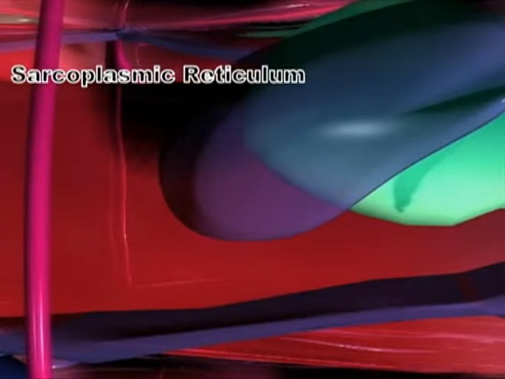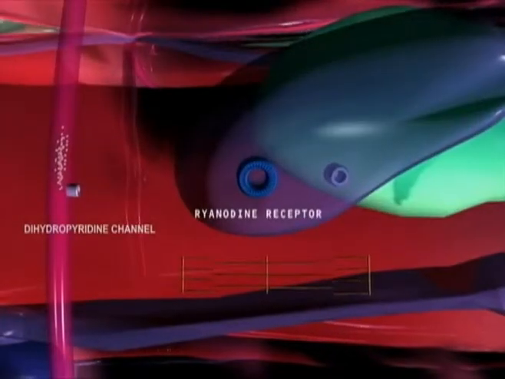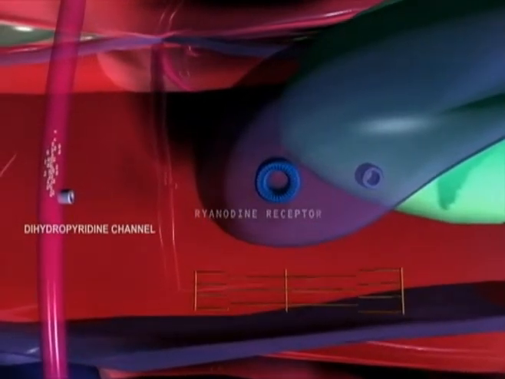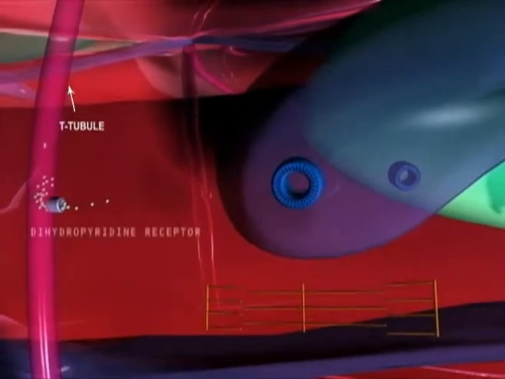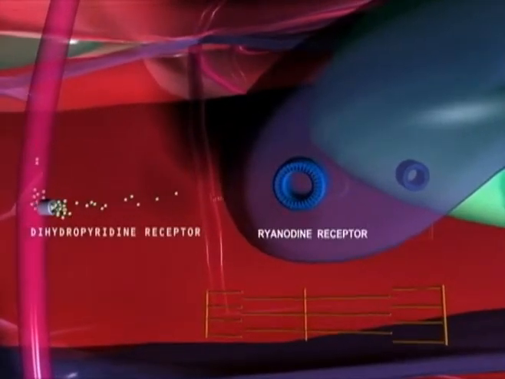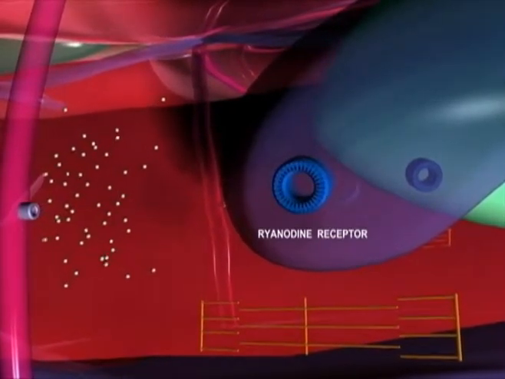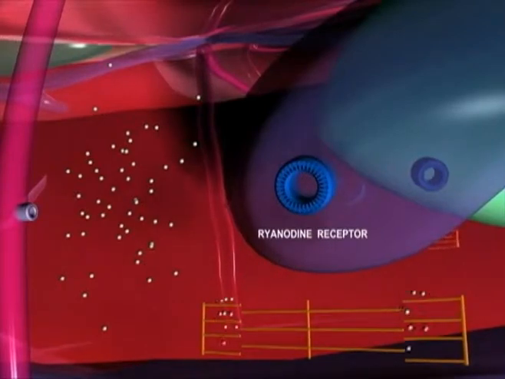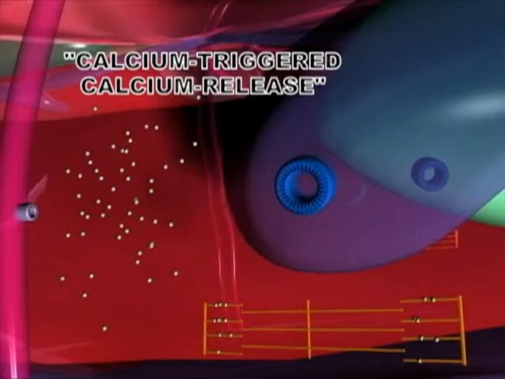During the excitation-contraction coupling of cardiac myocytes, an electrical action potential generated from the heart's pacemaker opens the voltage-dependent L-type calcium channel called the dihydropyridine channel located on the T-tubules. This allows the movement of a small amount of extracellular calcium ions into the cell. The calcium that enters the cell then triggers calcium release from the ryanodine receptor located on the surface of the sarcoplasmic reticulum. This phenomenon is more commonly known as the calcium-triggered calcium release.